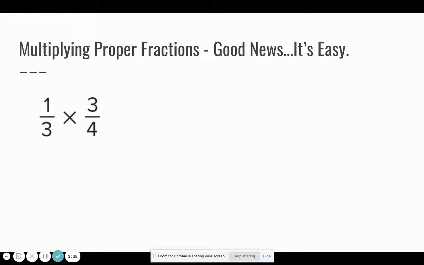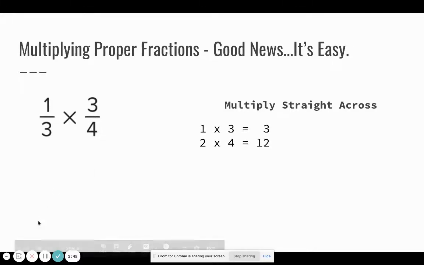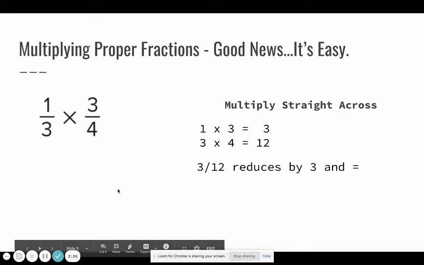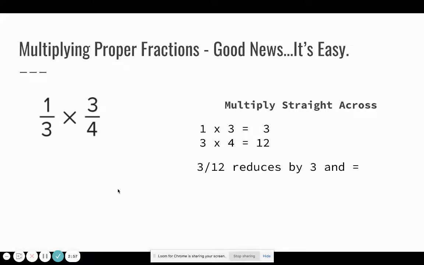All right, last one here of this kind, 1/3 times 3/4. We're going to multiply straight across. 1 times 3 is 3. 3 times 4 is 12. And 3/12 reduces by 3. In this case, I just wanted to give you one example where it actually reduces. So 3/12 does reduce by 3 for a final answer of 1/4.